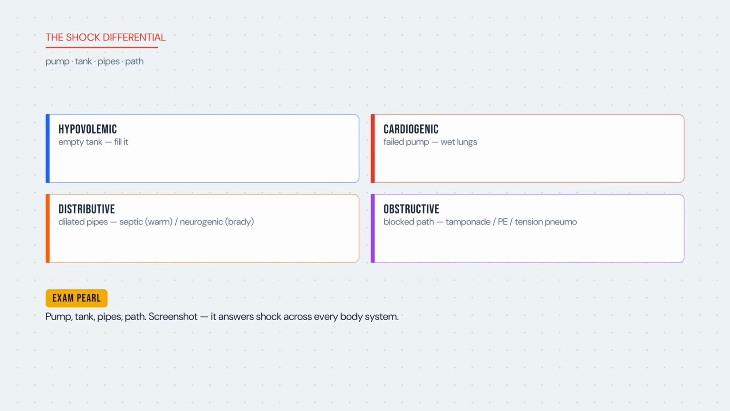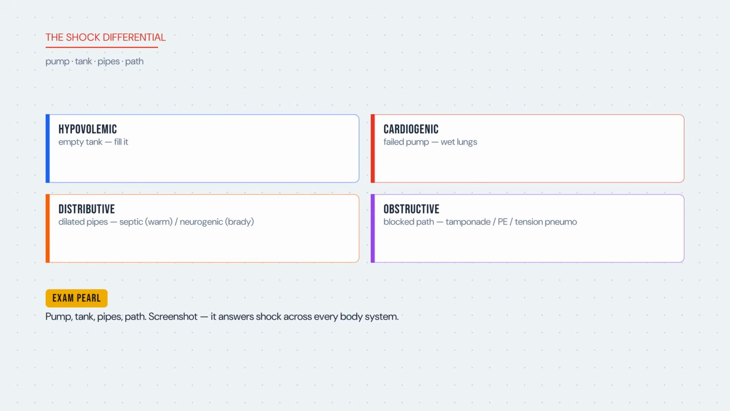Now all of them at once, because on the exam they appear as a differential. Think of it as a pump, a tank, and pipes. Hypovolemic shock, the tank is empty. Hemorrhage, dehydration, burns. Fill the tank. Cardiogenic shock, the pump has failed, most often after a large heart attack. The tank is full, the pump cannot move it, and the lungs get wet.